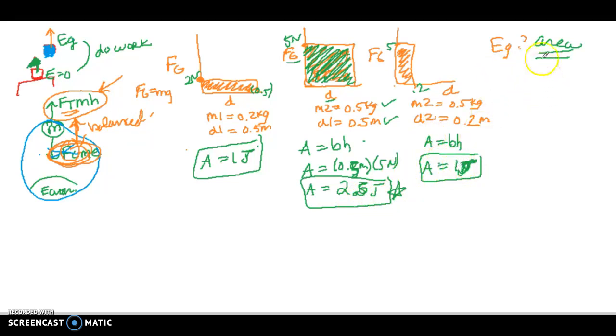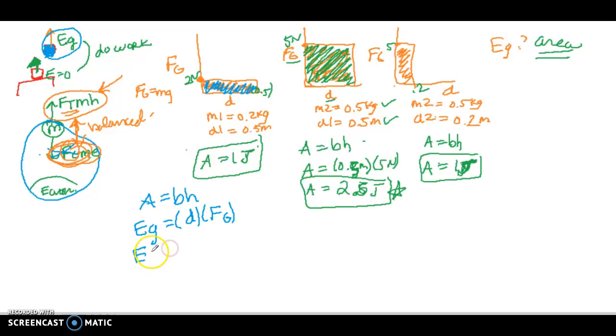Okay, all right, now, in terms of getting the equation for this, I can start again with A equals base times height, okay, and I know the area is going to be the EG, because it's the same thing as always. When I do a force times a distance, it gives it area, and in this case, when I raised it up, it had EG. So the base is going to be the distance, and the height is going to be the FG, okay?